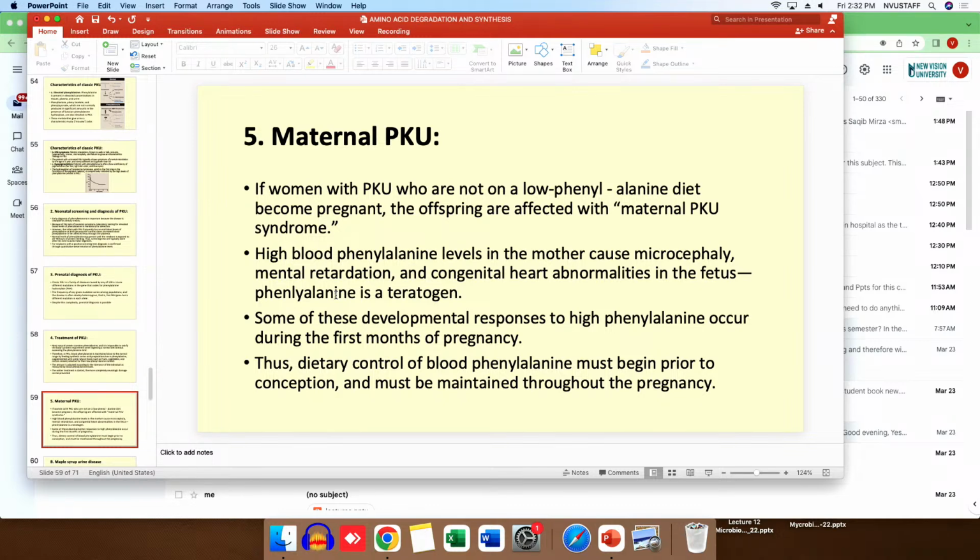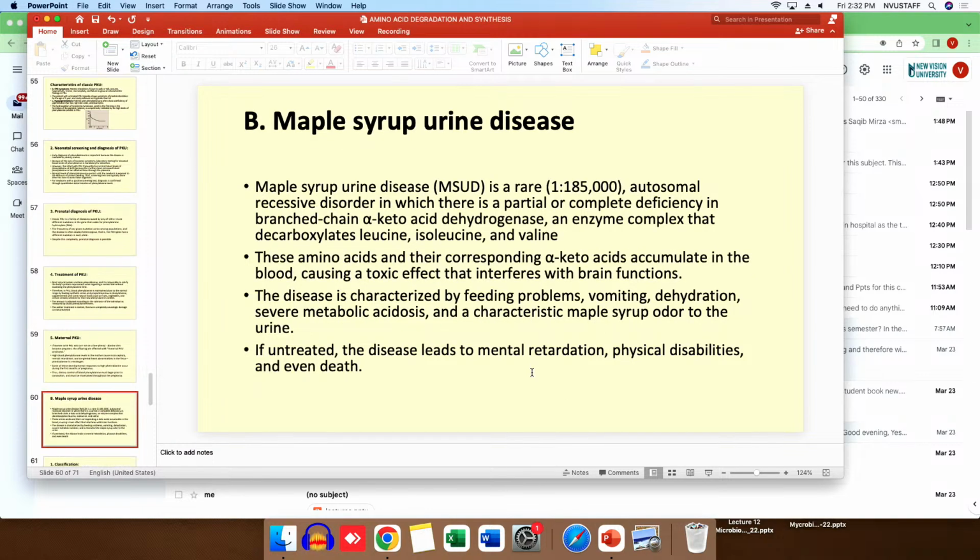But if they already have mental retardation or abnormalities of CNS function and the cardiac structure is changed, then what can you do? To reverse this teratogenicity is very difficult. That's why it's extremely important for pregnant mothers who have phenylketonuria to watch and check their levels of phenylalanine. Very, very important.